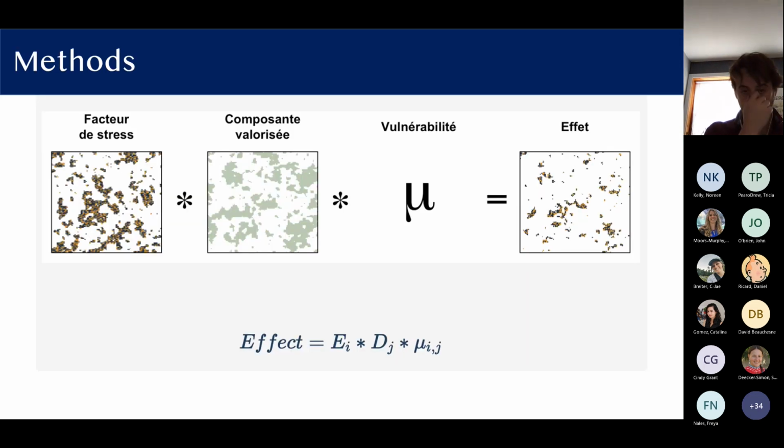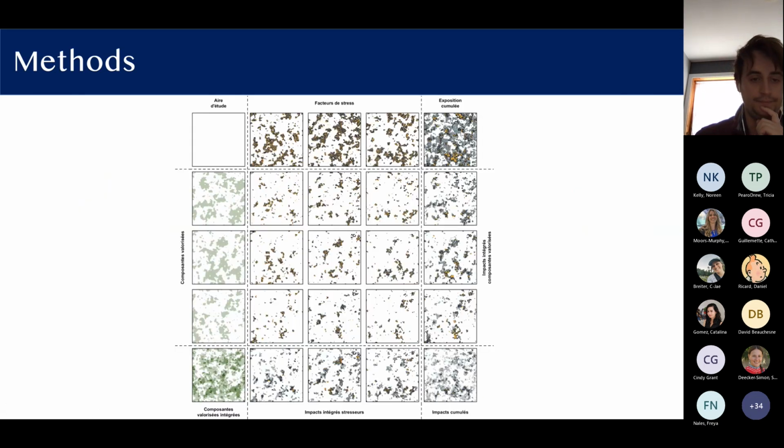Now, to answer these questions, we are using a methodology that was proposed by David in his presentation. In this case, the stress factor is obviously the drivers of environmental change that I've been discussing, and the valued component is the bird distributions. And when we multiply those together, we get a desired effect. Now, for my first hypothesis, we are not focusing on vulnerability quite yet, but I will talk about that in a bit more detail later on.